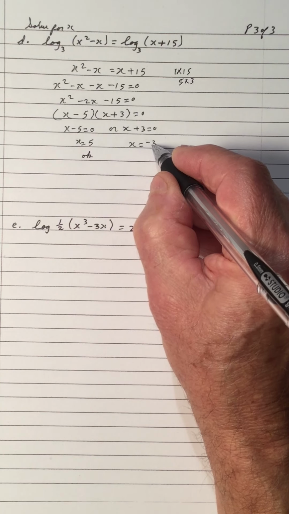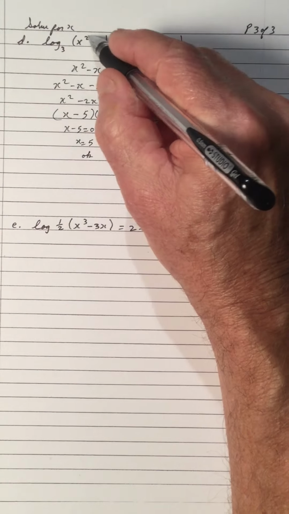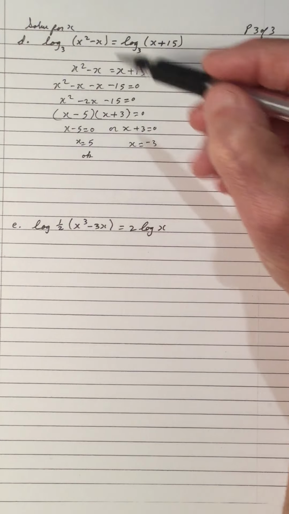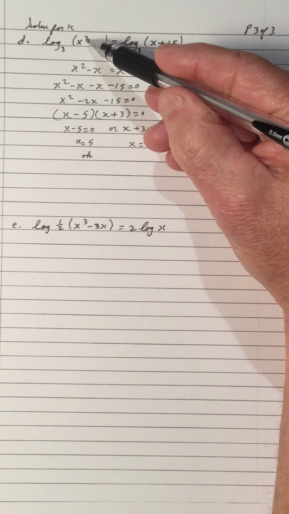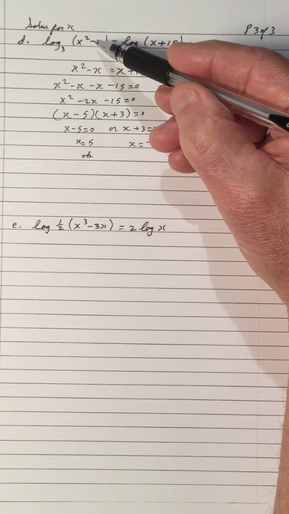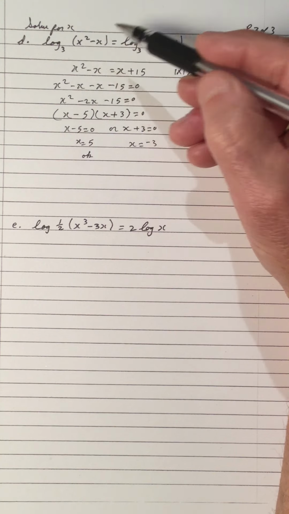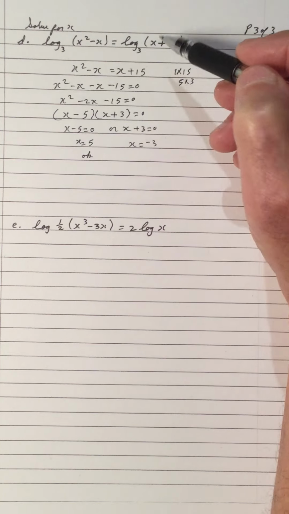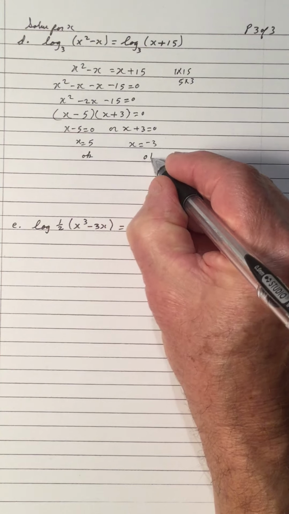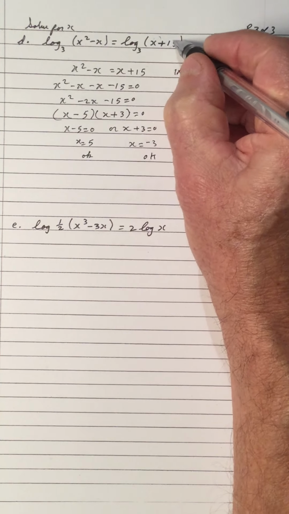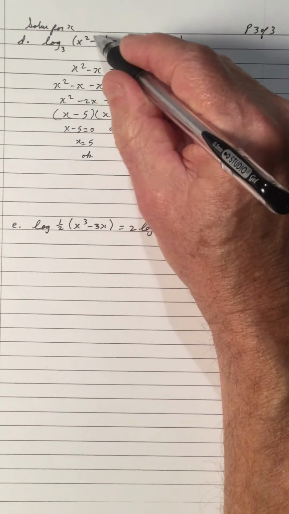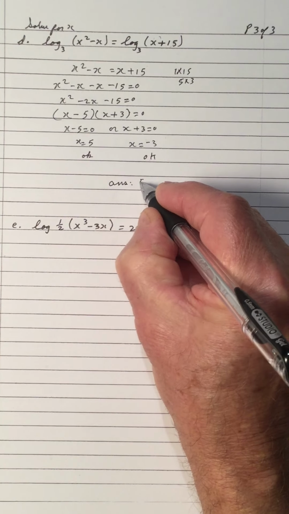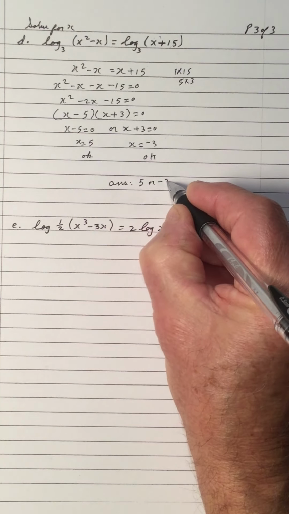Let's check the negative 3. Remember, it's not that x is negative, it's whatever number makes the log argument negative. So negative 3 squared is 9, minus a negative 3, 9 plus 3 is 12. And negative 3 plus 15 is 12. Both are positive, and this is okay because it creates a positive number, which is 12 here and 12 here. So there are 2 answers: 5 or negative 3.